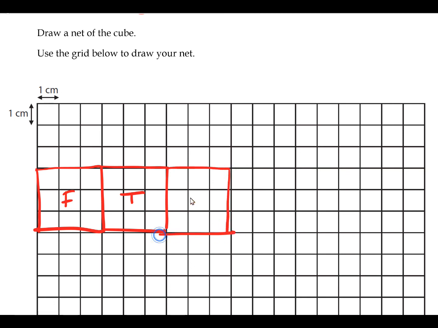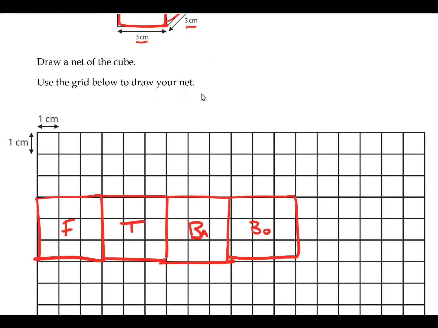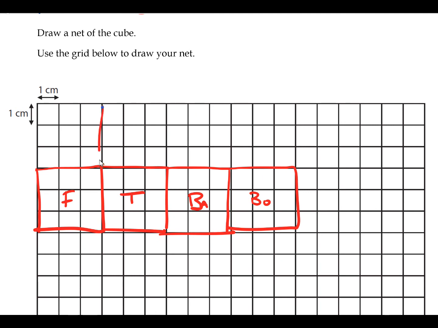The back attaches to the top, and then the bottom is the same dimensions as the top. Finally, we have the 2 sides to put on, and the sides are 3 by 3 as well, so we can attach them anywhere. So we can put the left hand side there and the right hand side here.